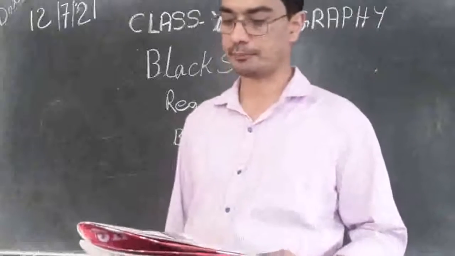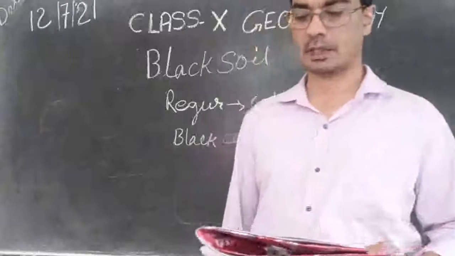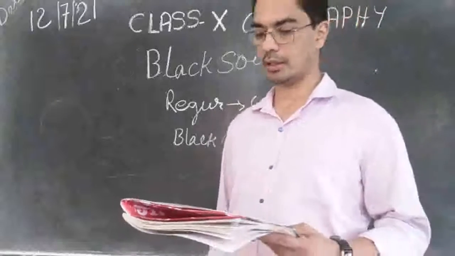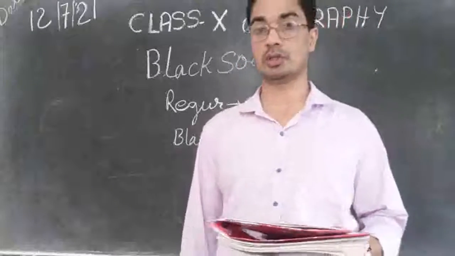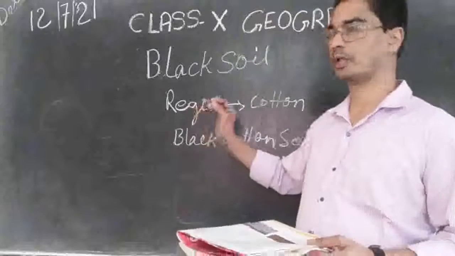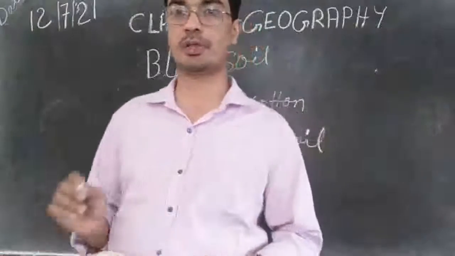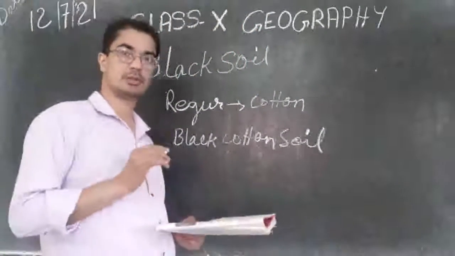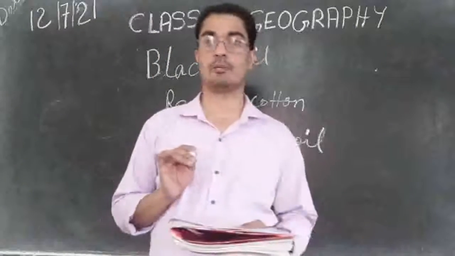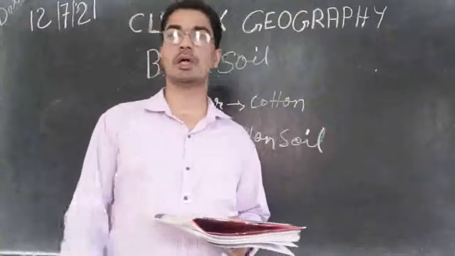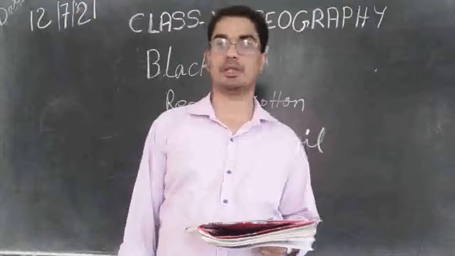black cotton soil. It is believed that climatic conditions along with parental rock material are the important factors for the formation of black soil. So, how is this black soil formed? What are the factors responsible for the formation of black soil? Two things you can underline. First is climatic conditions, because of the climate, and second one is parent rock material.